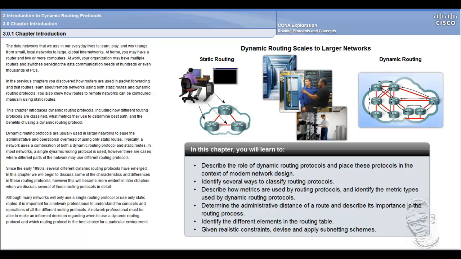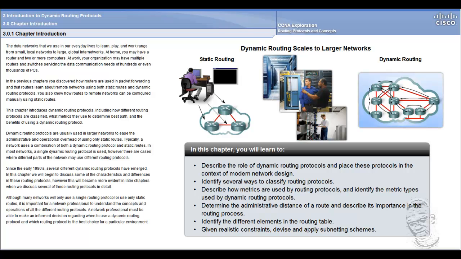The data networks that we use in our everyday lives to learn, play, and work range from small, local networks to large, global internetworks. At home, you may have a router and 2 or more computers. At work, your organization may have multiple routers and switches servicing the data communication needs of hundreds or even thousands of PCs. In the previous chapters you discovered how routers are used in packet forwarding and that routers learn about remote networks using both static routes and dynamic routing protocols.